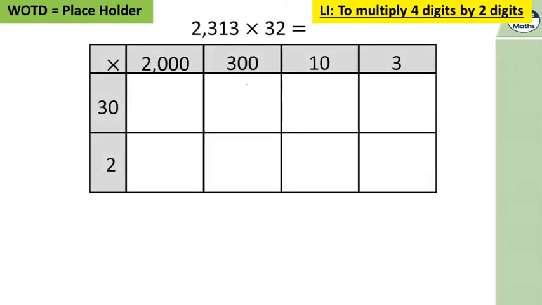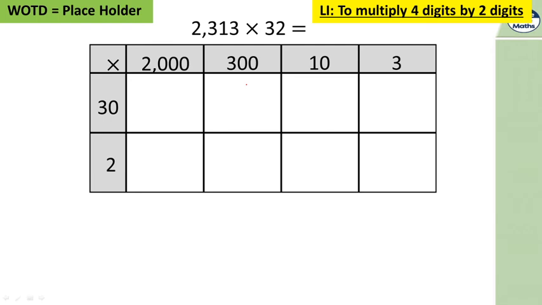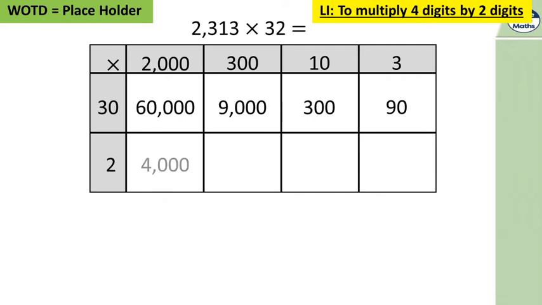Right, we're going to have a look at another question here. And if we look carefully, you will notice it's the same one, but we're just going to go back here and look at grid method. It's just to remind ourselves there are different ways of doing this. So we've just partitioned it into our thousands, hundreds, tens and ones. So we're going to do 2,000 times 30 here, which is 60,000. 300 times 30 is 9,000. 10 times 30 is 300. 3 times 30 is 90.